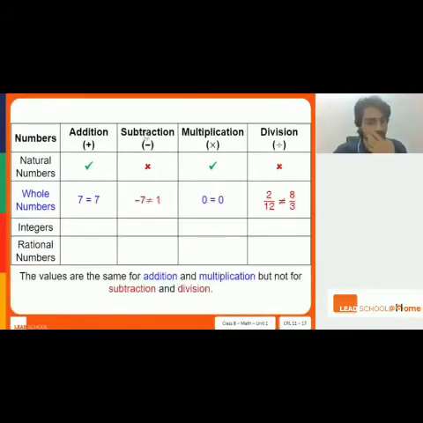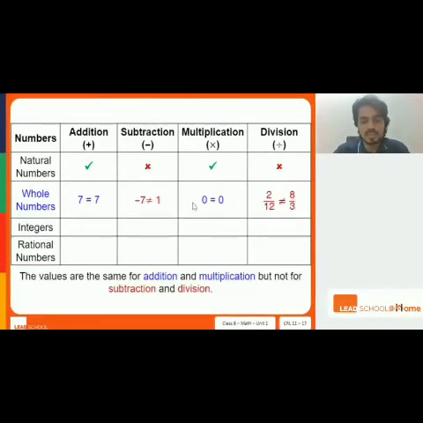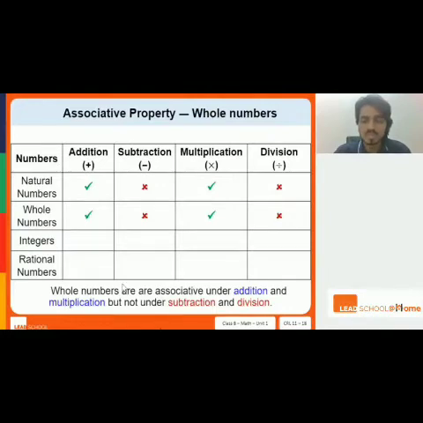Let us check. So for whole numbers, what did we see? That for addition and multiplication, we get the same answer in both cases. So the result is equal for addition and multiplication, but for subtraction and division, it is not equal. So what can we say about the associative property for whole numbers? Whole numbers are associative under addition and multiplication, but not under subtraction and division.